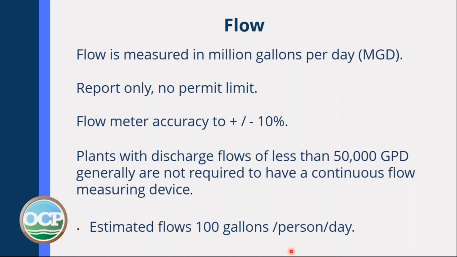Again, there is an estimate based on the number of people that you have in your area, and that estimated flows are 100 gallons per day per person. That is all the water that goes down the sink, the toilet, the shower, the washing machine, etc., etc.